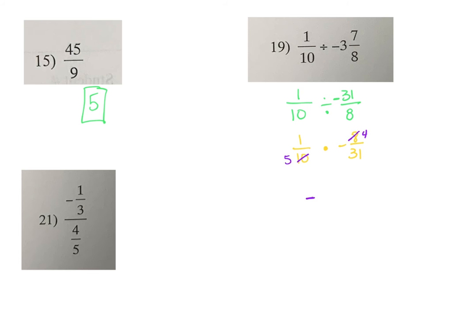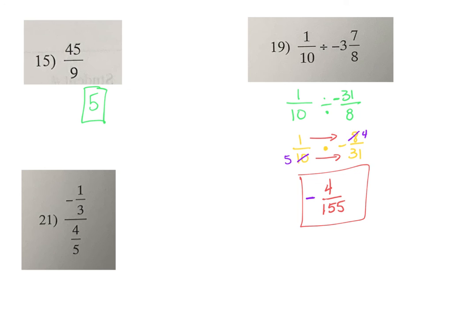And now that I've done that, I can just multiply straight across. 1 times 4 is 4. 5 times 31 is what? 155. And you can't reduce that. You've already reduced it with your cross canceling, so negative 4 over 155 is your answer. All right? Number 21 is actually the same type of problem.